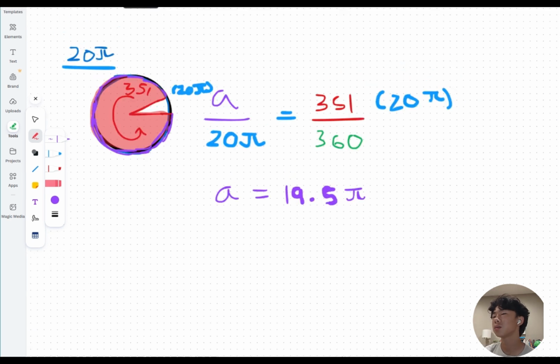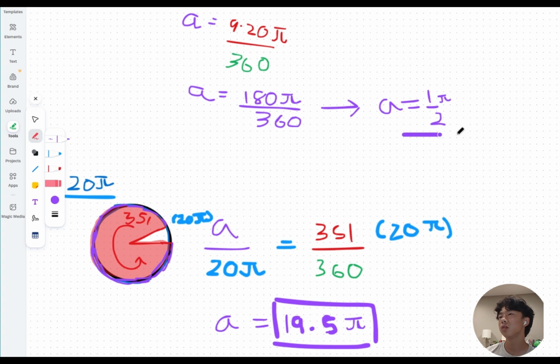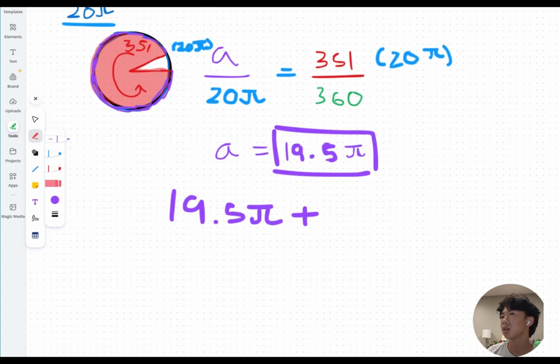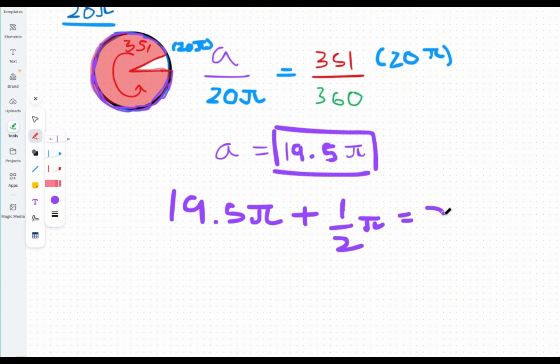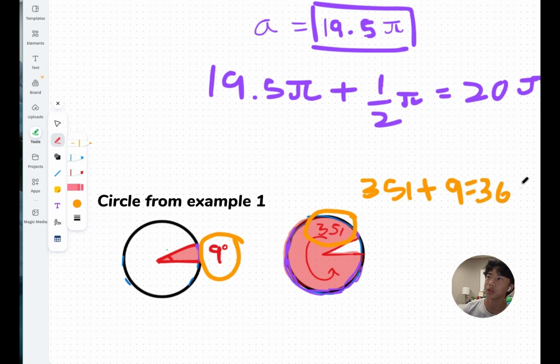And this makes sense because 19.5 pi plus 1/2 pi equals 20 pi, which is the same for both circles. And we also see that the angles 351 degrees plus 9 degrees equals a total of 360 degrees.